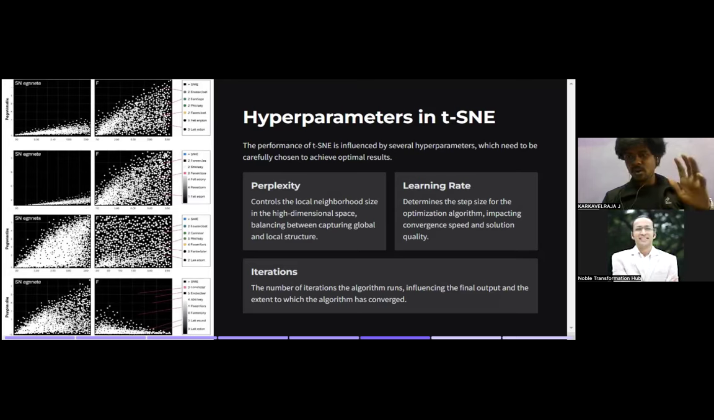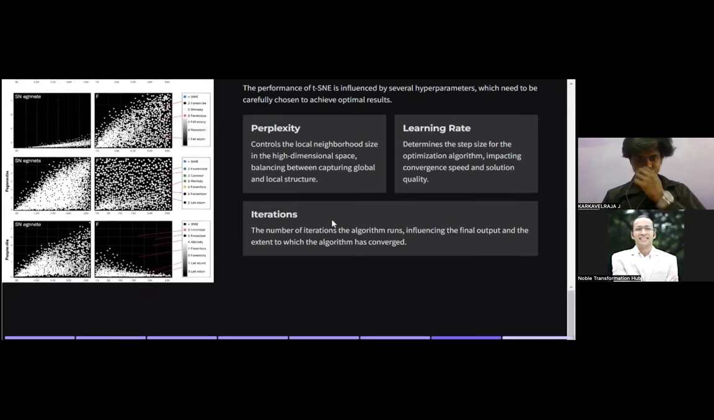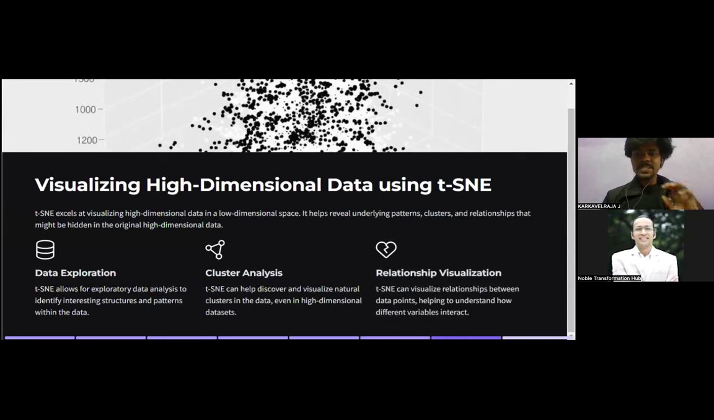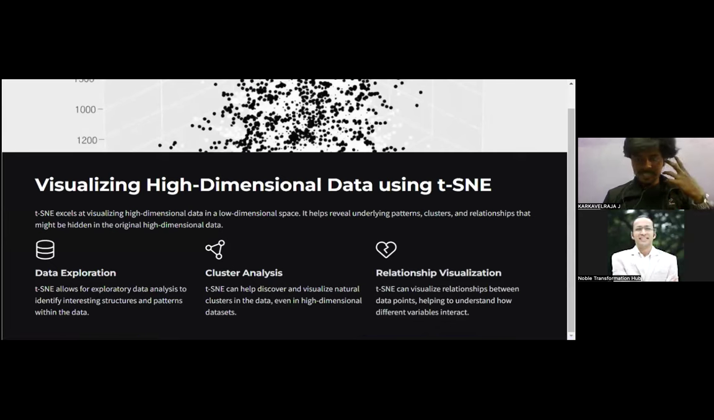Yeah guys, let's move on to the next thing. Visualizing high dimensional data using t-SNE. This is the major thing, right? t-SNE is for visualizing high dimensional data. t-SNE excels at visualizing high dimensional data in a low dimensional space. It helps reveal underlying patterns, clusters, and relationships that might be hidden in the original high dimensional data.